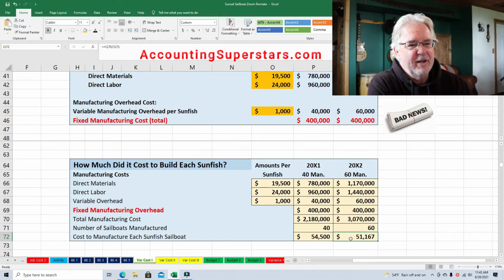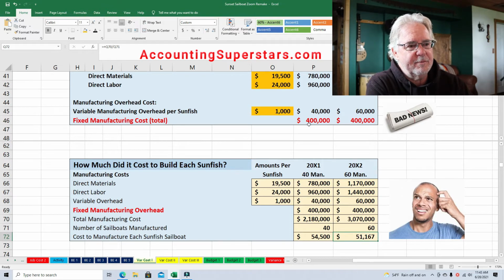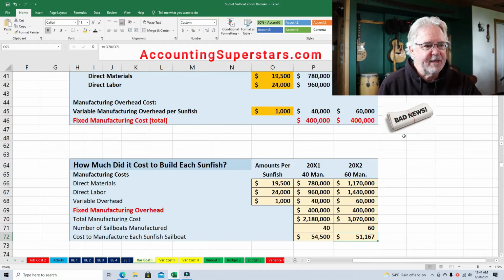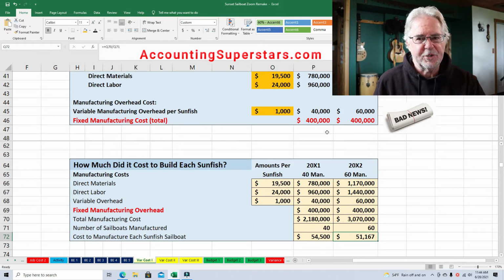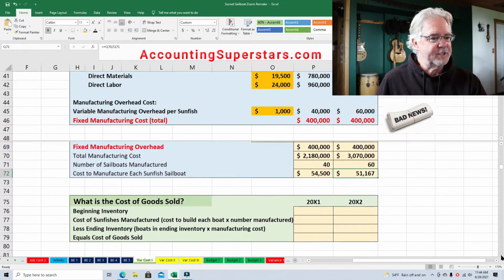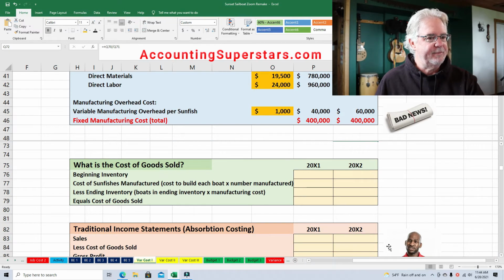And why is that? Well, it's because of the problem right here, this fixed manufacturing cost. That's the problem, guys, right there. Man, if it wasn't for that, managerial accounting would be really easy. There wouldn't be much to it. But that's the problem right there. That's why there's a difference: we're spreading this $400,000 over more boats. That's why each boat is less. Which in a way is a good thing, but it messes up our accounting.